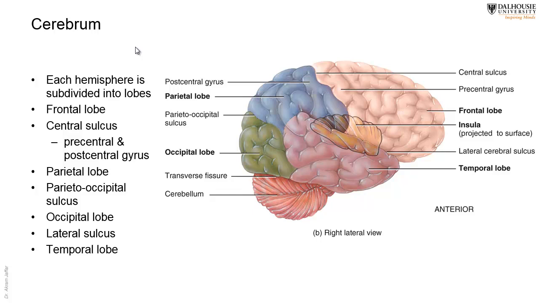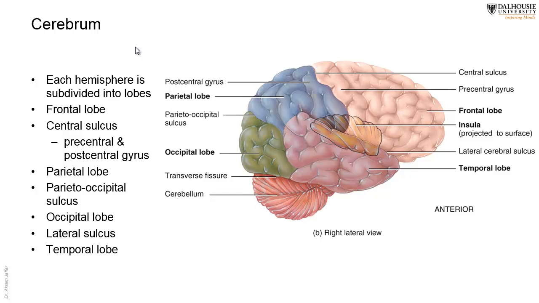All these sulci and gyri, most of them, if not all of them, are named. But we are not going to go into details of these names. I'm just giving you some examples. For example, the central sulcus separates between the frontal and parietal lobes of the brain. The gyrus that is immediately in front of the central sulcus is called the precentral gyrus. And the gyrus that is immediately behind the central sulcus is called the post-central gyrus.